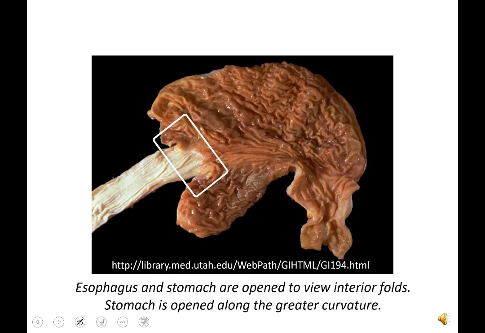The gastroesophageal sphincter is about here. This is the pyloric sphincter. So this is the first part of the small intestine. This is the pyloric region of the stomach. This pyloric sphincter is like a little donut circling this area that's just been sliced. So you can actually see two.